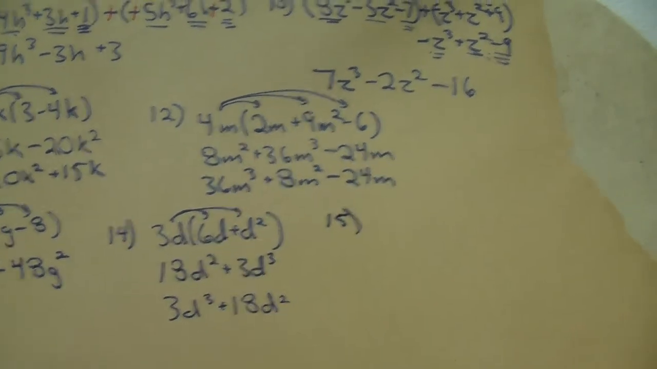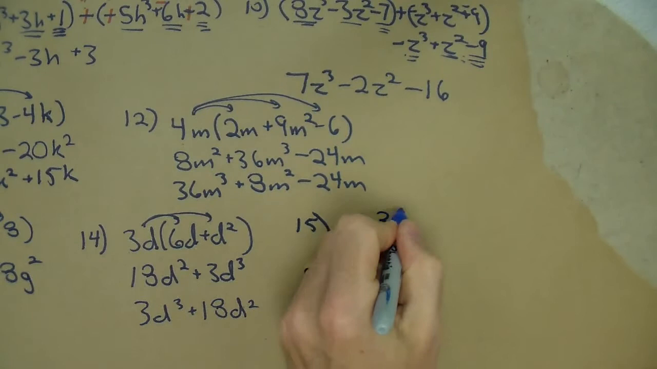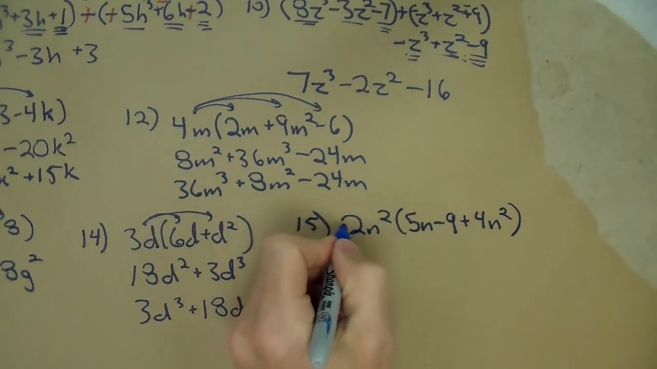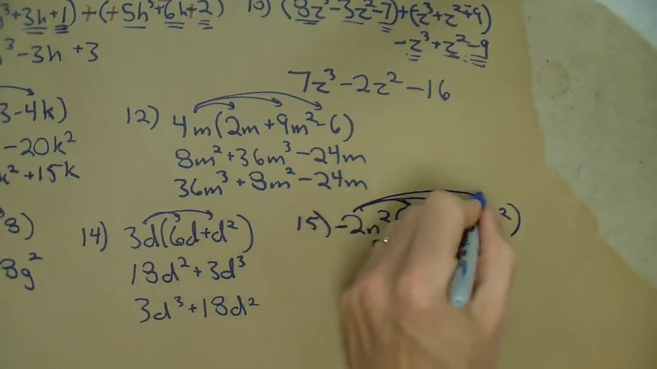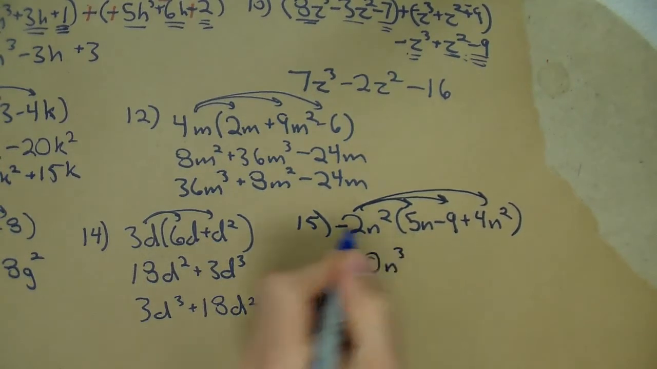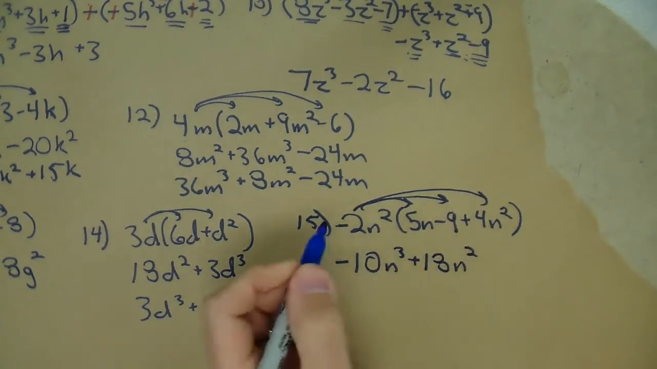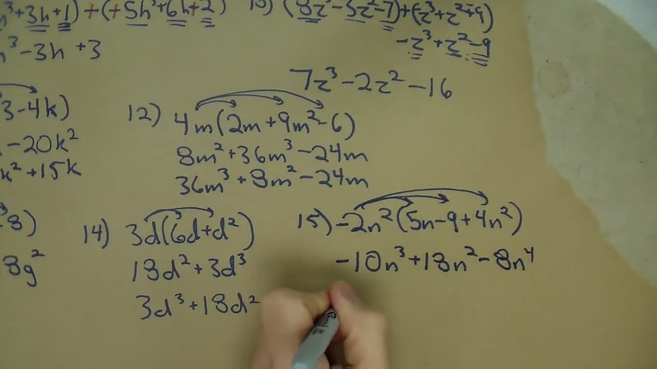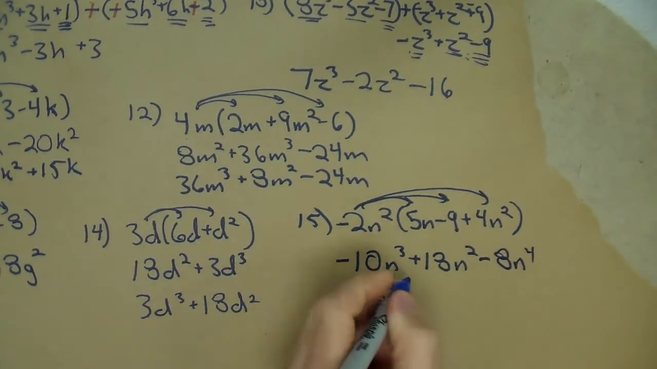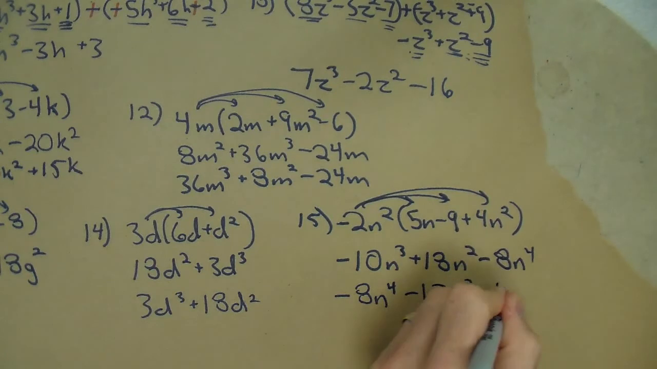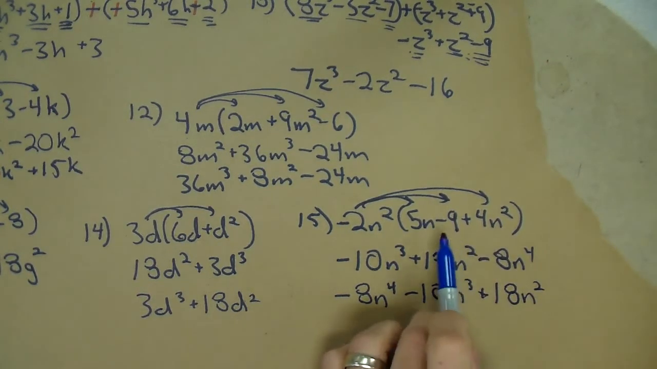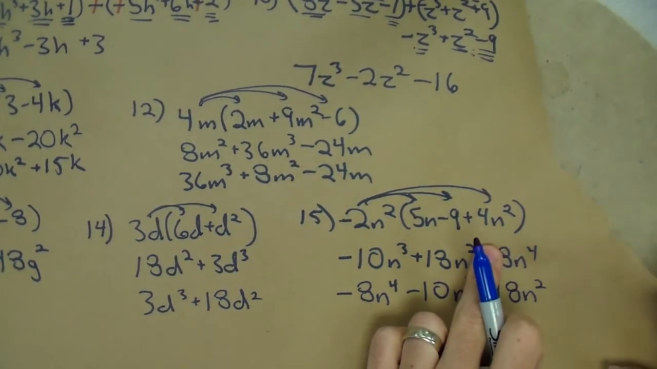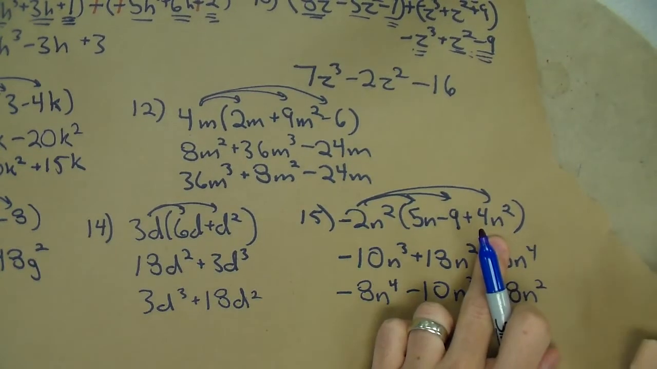15, we're going to do 2n squared times 5n minus 9 plus 4n squared. Let's get negative 2n there. We'll distribute. Negative 10n to the third plus 18n squared, and then minus 8n to the fourth. We need to put this out in front. Next is our third power, and last plus 18n squared. Now you may be thinking, could I sort these first and then distribute? And yeah, that'd work perfectly fine, because the order that they're in now, even after you distribute, this one is the largest, it still needs to go first.